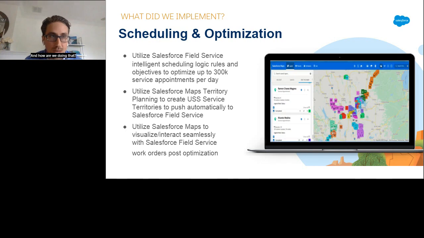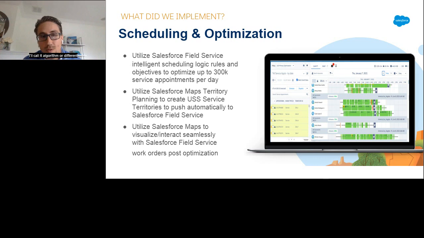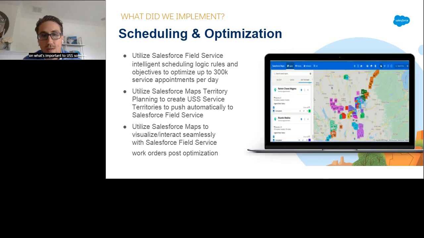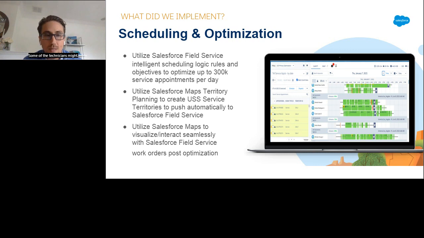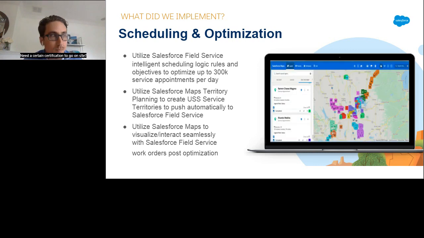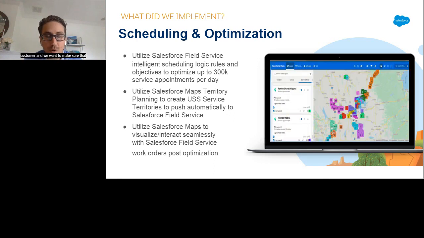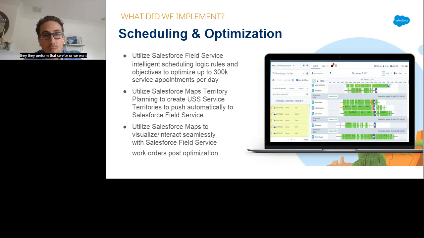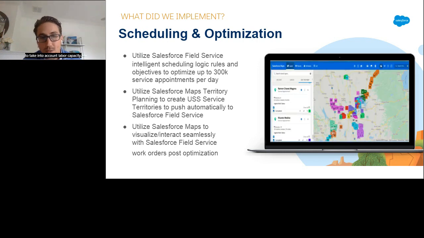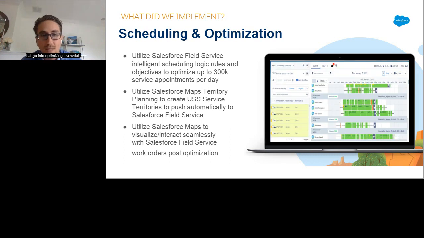And how are we doing that? So we're leveraging field services, I'll call it an algorithm or different rules and objectives based on what's important to USS. So with those different sites, some of the technicians might need a certain certification to go on site. They may have camaraderie with the customer, and we want to make sure that they perform that service. Or we want to take into account labor capacity, truck capacity. There's a lot of different elements that go into optimizing a schedule.